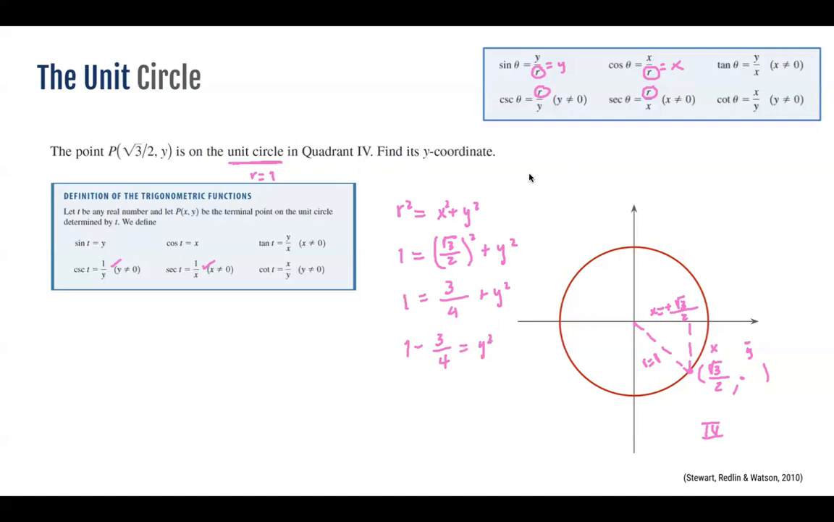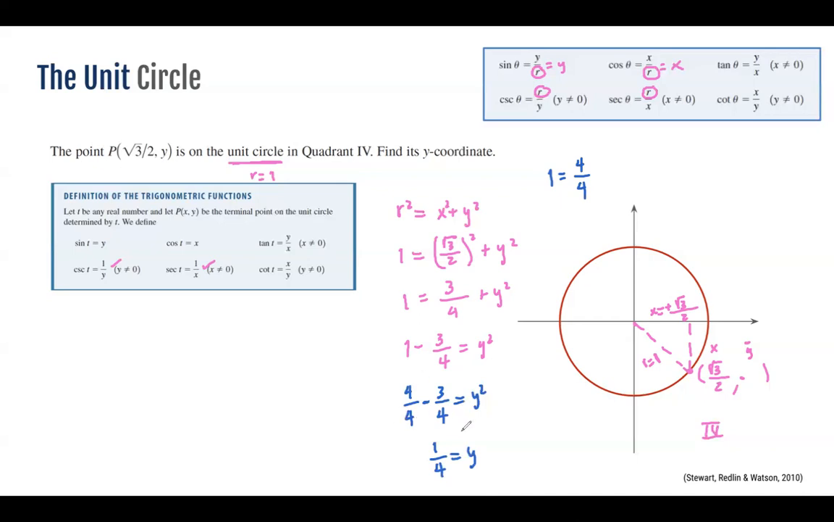Now, sometimes things tend to go wrong when you work with fractions. If you have a 1, 1 can be anything that you want. Which is the best option for us right now? Anything divided by 4. So 1 can be written as 4 over 4. That's another way of stating a 1. So 4 over 4 minus 3 over 4 is y squared, and we get 1 over 4 is equal to y squared.